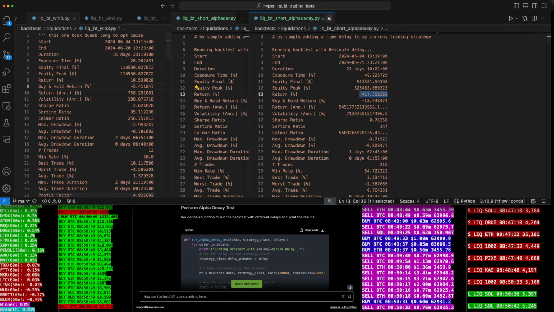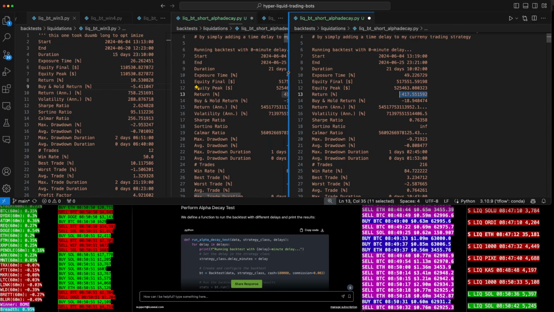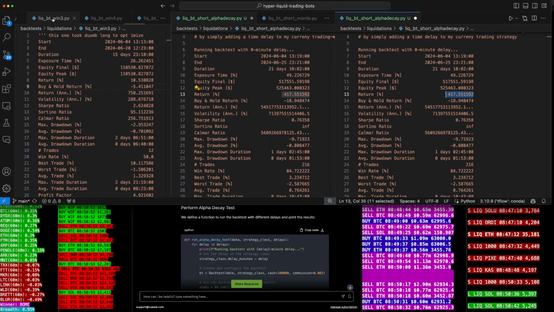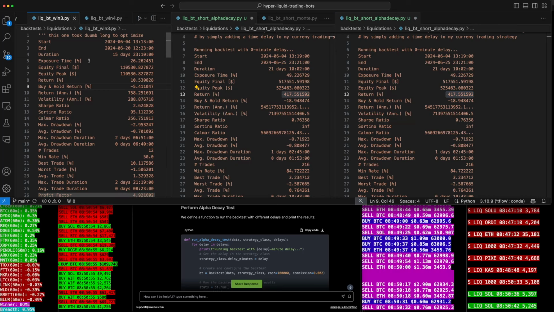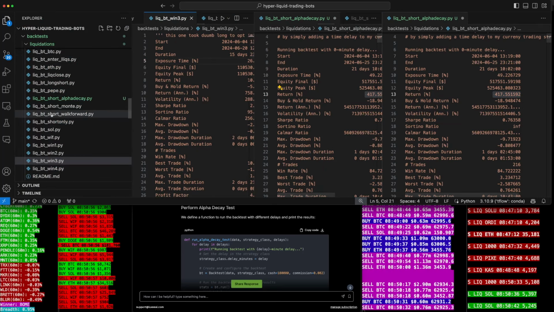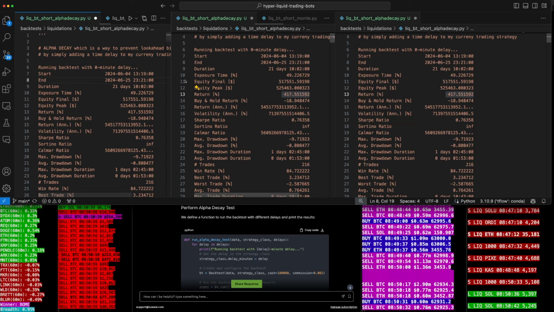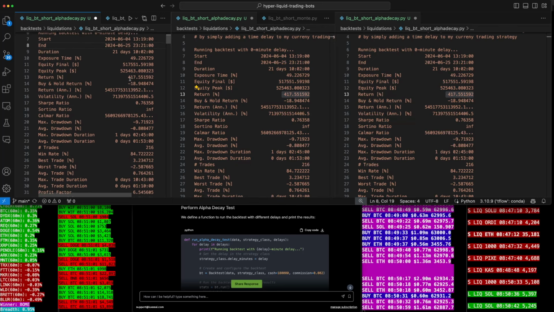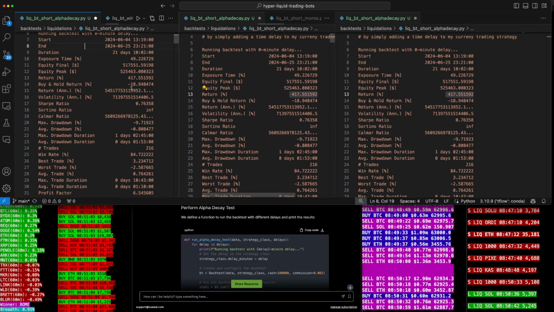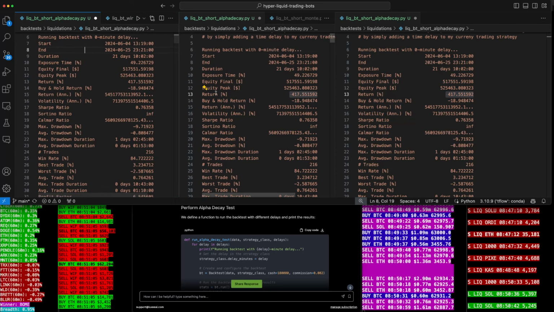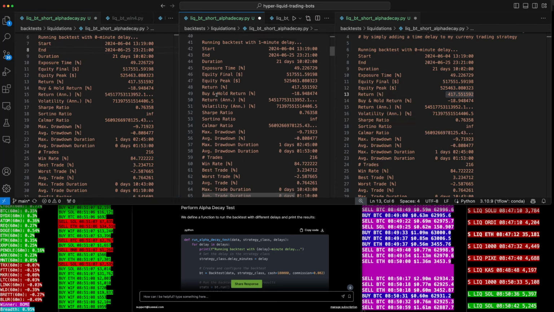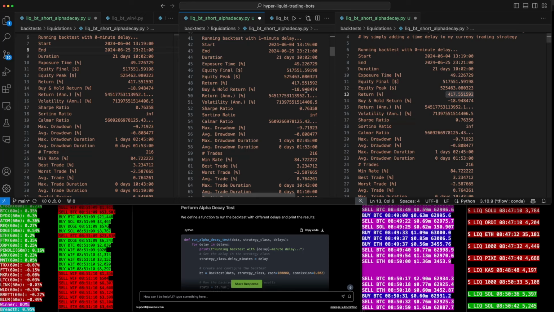Okay, well, that's chill, but I didn't know we could have four windows open. So I'm going to open them all up to the alpha decay test because they all have different things. Remember, this one here on the far left is 0 minutes. That's the OG. Okay, let's look at the OG versus a 1 minute delay. We can see it's the same results.